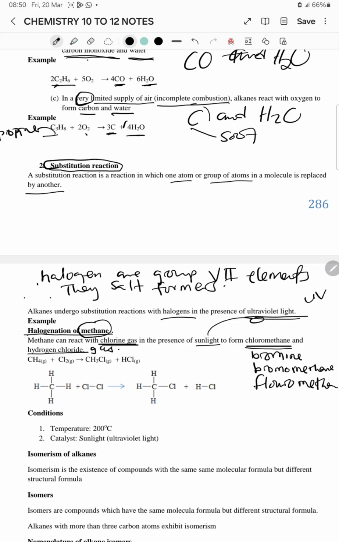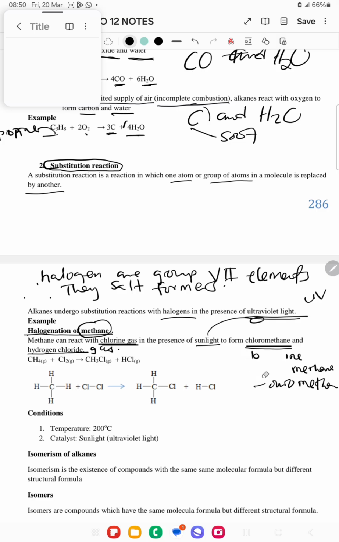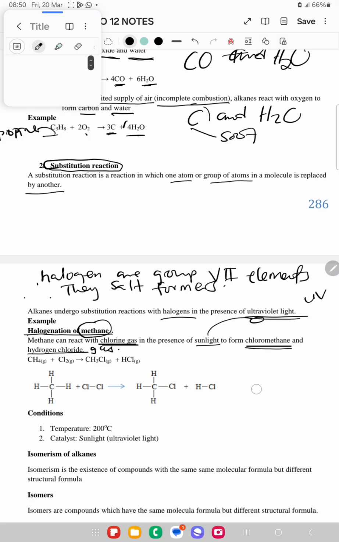Okay, so now what we are going to do is this. Let me just erase this part here. So here we're saying that methane can react with chlorine gas in the presence of sunlight to form chloromethane and hydrogen chloride gas. So this is the methane here. Methane plus chlorine is going to give us chloromethane, plus hydrogen chloride gas.